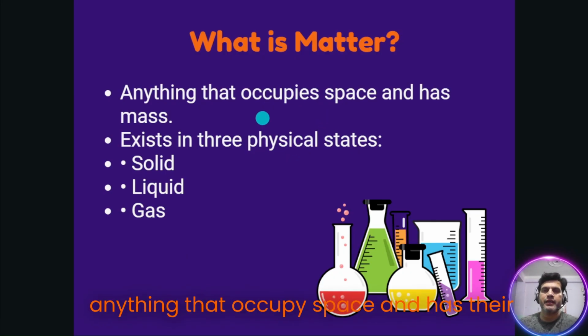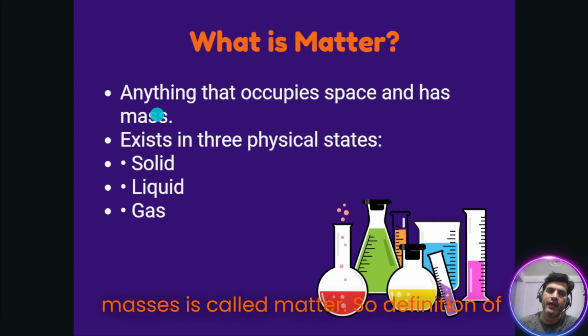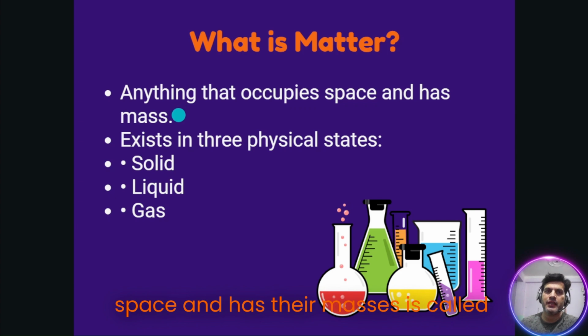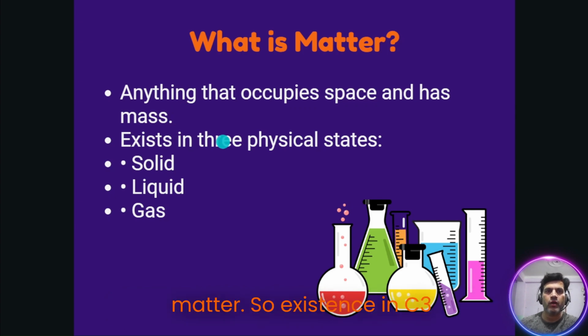Anything that occupies space and has mass is called matter. So the definition of matter is that anything that occupies space and has mass is called matter. It exists in three physical states: solid, liquid, and gas. So matter is categorized on the basis of physical state: solid, liquid, gas. Okay.